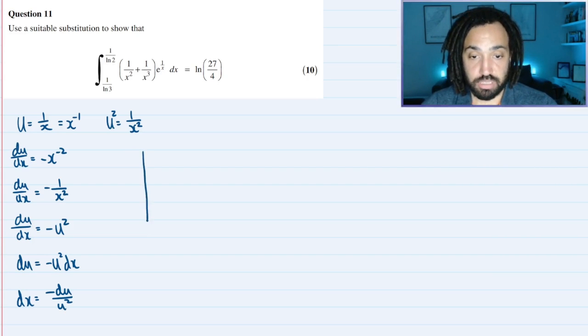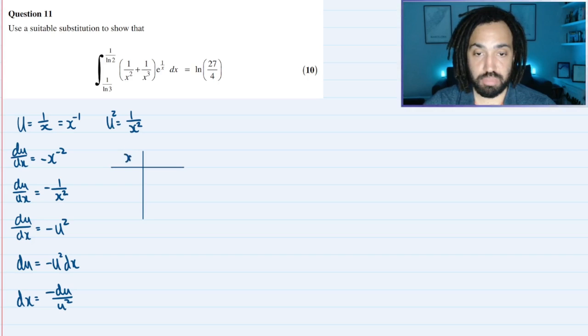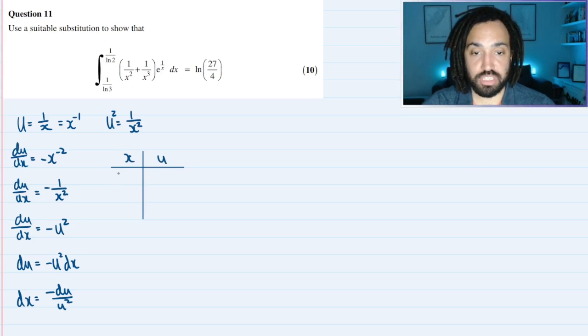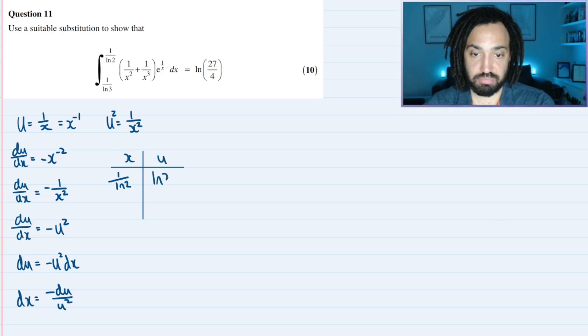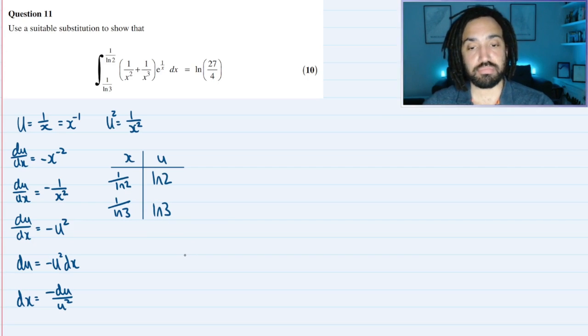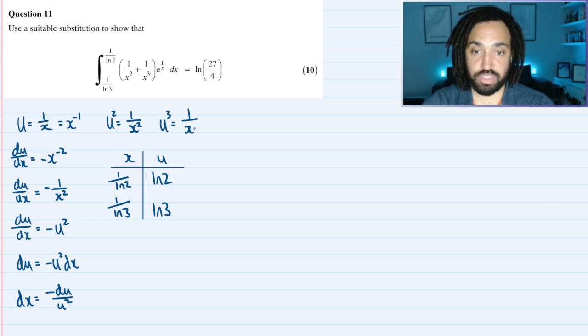Next thing I like to do is my limits. So draw a little table, put x here, put u here. The first limit is 1 over ln 2. Now u is just the reciprocal of x, so nice and easy, ln 2. And 1 over ln 3, well again it's just a reciprocal, so ln 3. Okay, right, I think we are just about ready. The one other thing I would say is that u cubed is equal to 1 over x cubed. Again, that could be useful.